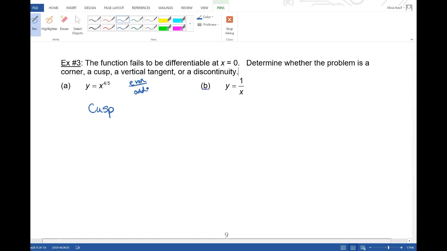How about 1 over x? Yeah, so this is actually a discontinuity. A vertical tangent is a function that is continuous. Remember, vertical tangents were something very specific. That was an odd root, whereas 1 over x looks like this. There's a vertical asymptote, but that's not the same as a vertical tangent. Does that make sense? There's a vertical asymptote, it technically doesn't have a vertical tangent.